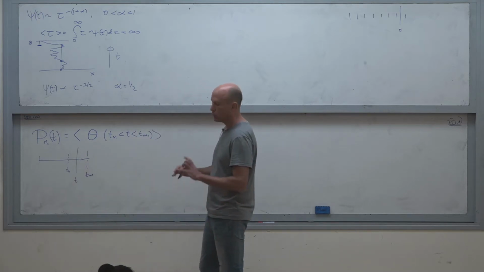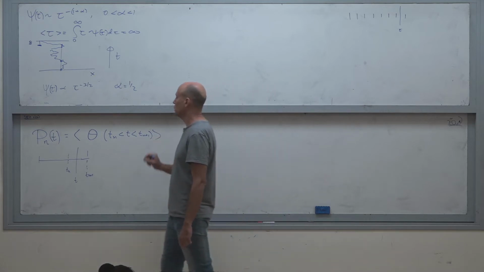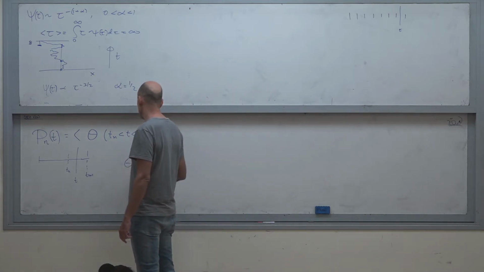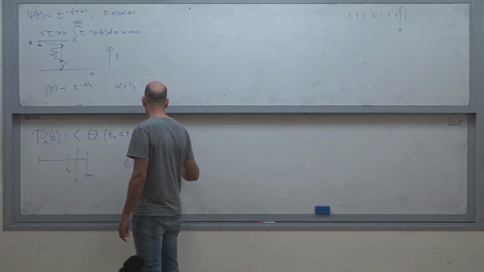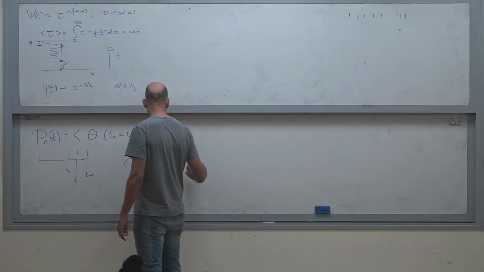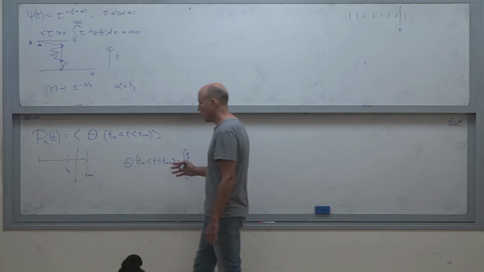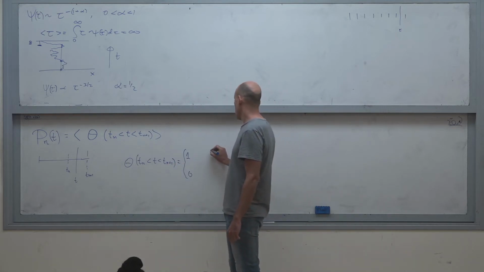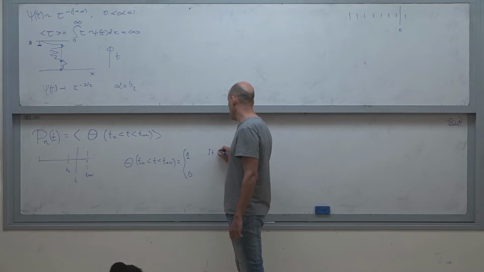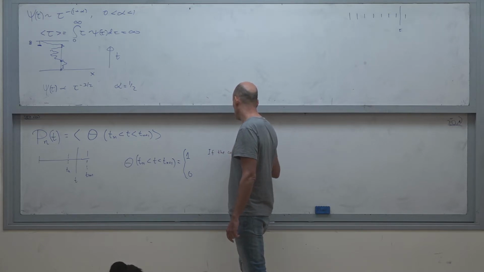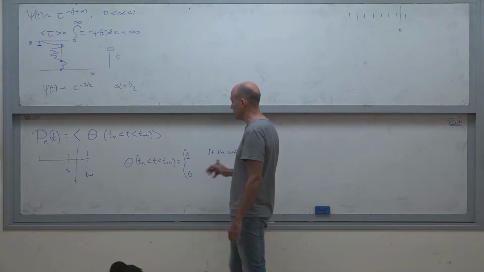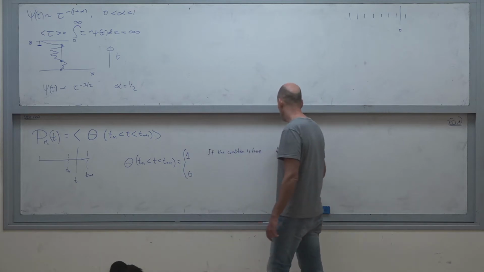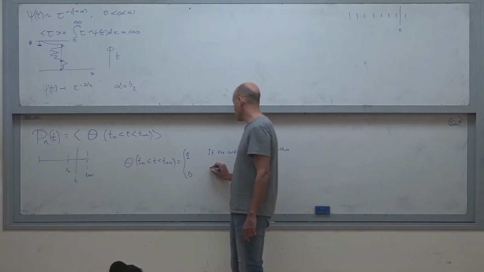And this theta function is like a pulse function. This pulse function, theta of Tn, t, Tn plus 1, is equal to either 1 or 0. And when is it 1? If the condition is true. What is the condition? The condition in the parenthesis, if this is true, it's 1, and otherwise it's 0.